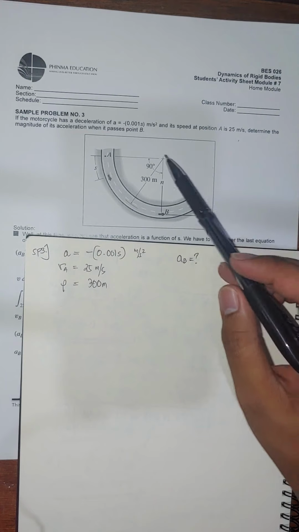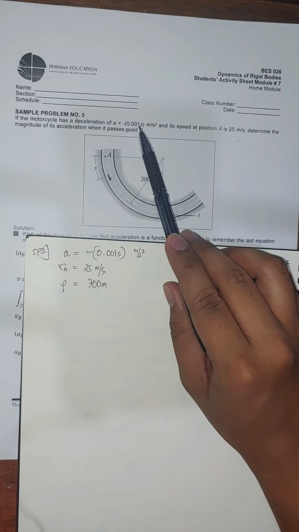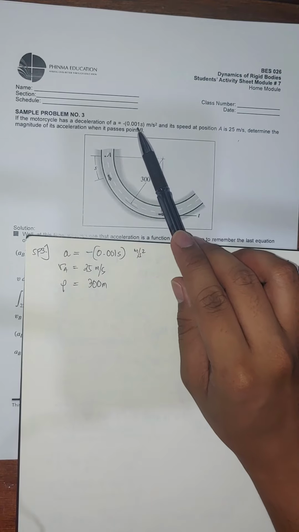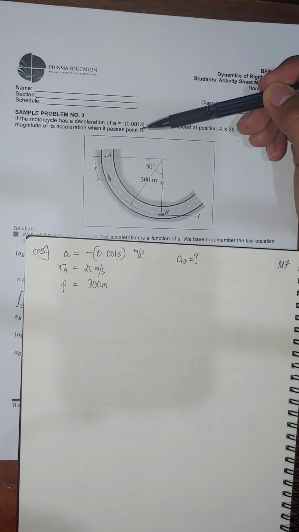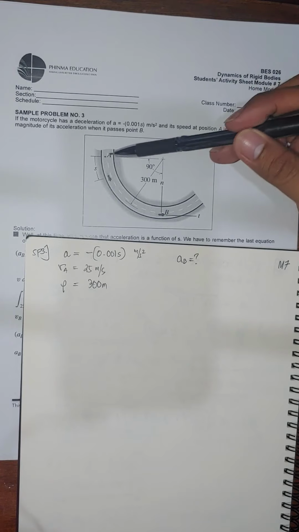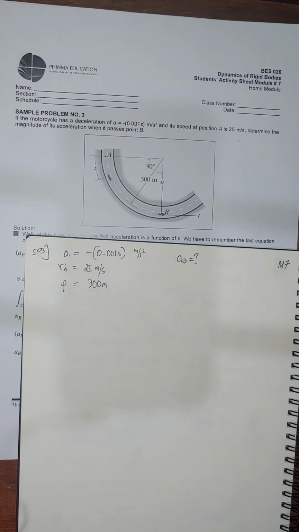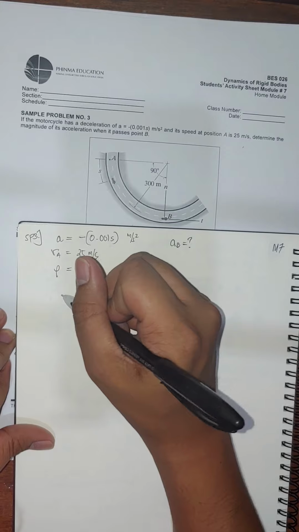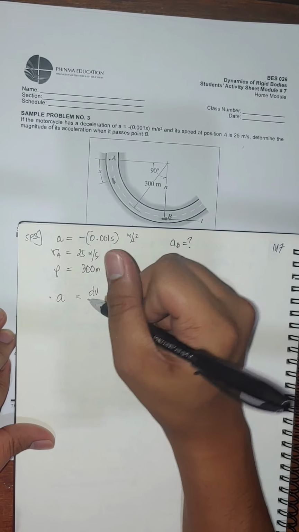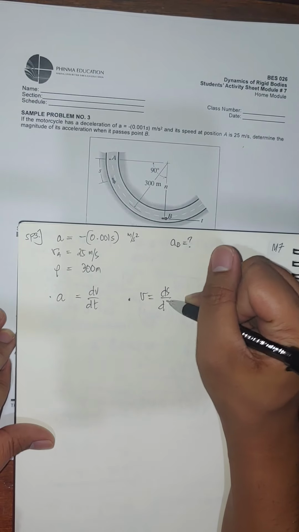If you notice, the tangential acceleration is not a constant acceleration. It changes with position S. Earlier we used t because it changes with time, and here it is denoted as a function. Acceleration changes with S. S is the distance, the arc length. So how do we solve this? If it is not a constant acceleration, then we use acceleration equal to the derivative of velocity with respect to time, and velocity equal to the derivative of position with respect to time.